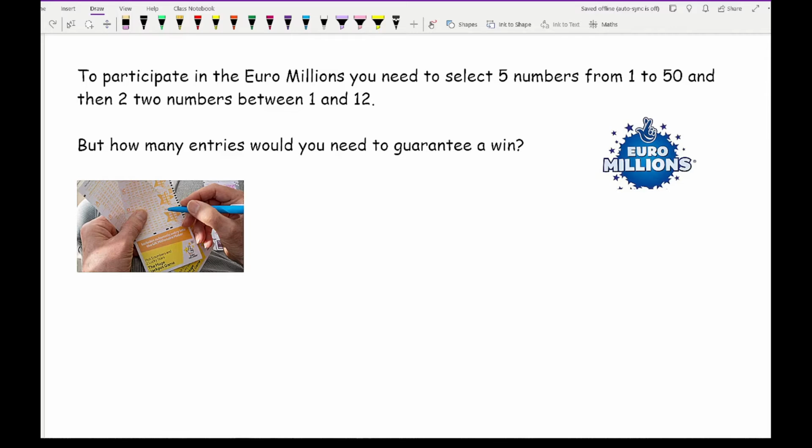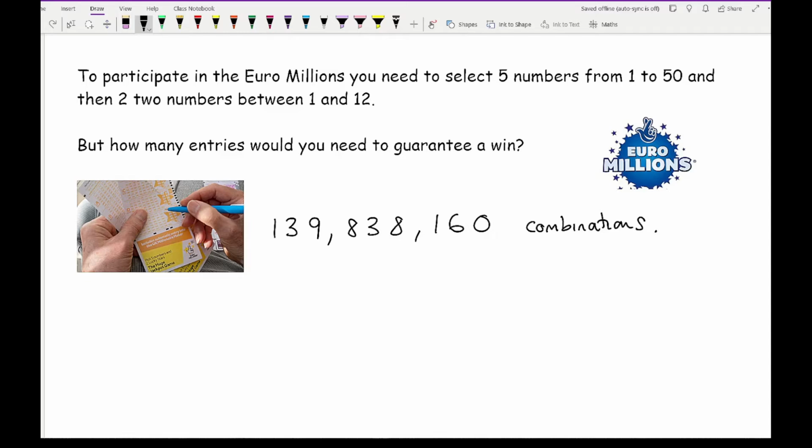But if you ever thought, let's say, how many different combinations are there of selecting those numbers, so 5 numbers from 1 to 50, 2 numbers from 1 to 12, that would guarantee to win you to match the winning numbers of the Euro Millions. Now that number can be calculated by looking at all the different combinations, and we actually get an answer of 139,838,160. So that's how many different combinations there are of potentially winning or guaranteeing winning lottery numbers.